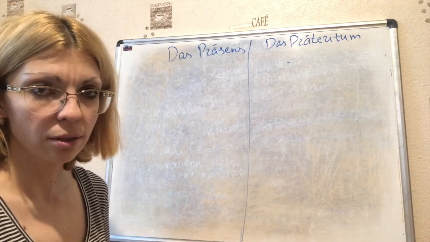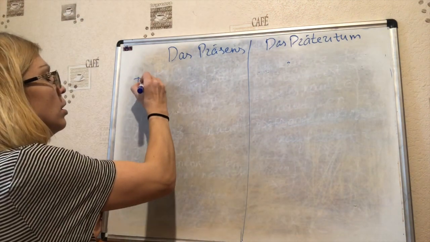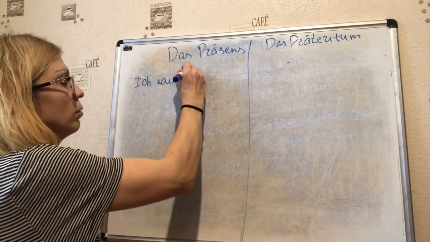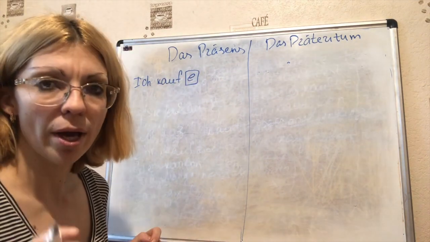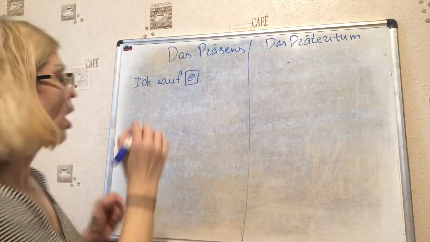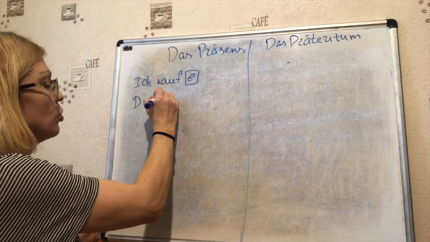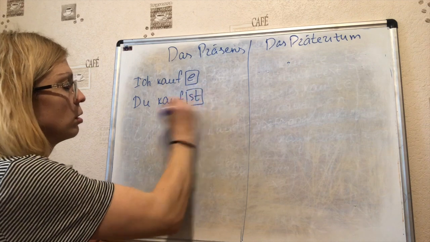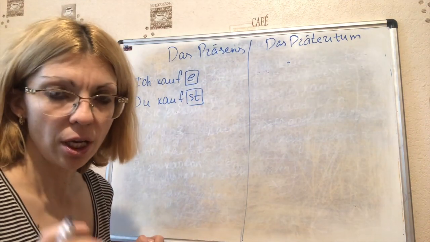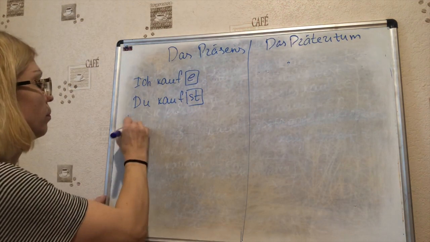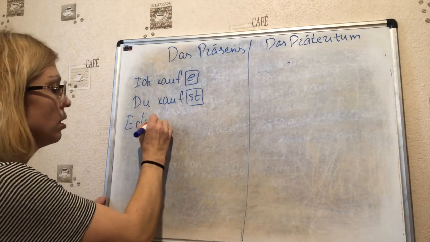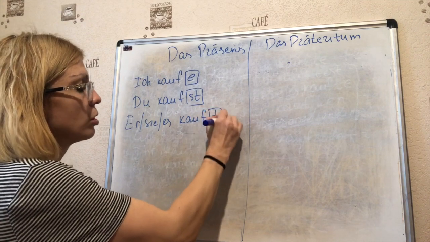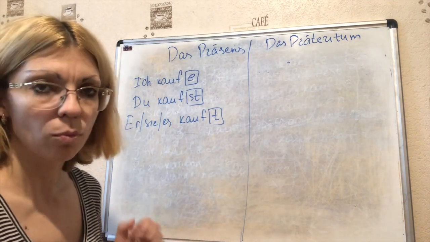Okay, I buy a book. Ich kaufe ein Buch. You buy a book. Du kaufst ein Buch. He, she, it buys a book. Er, sie, es kauft ein Buch.